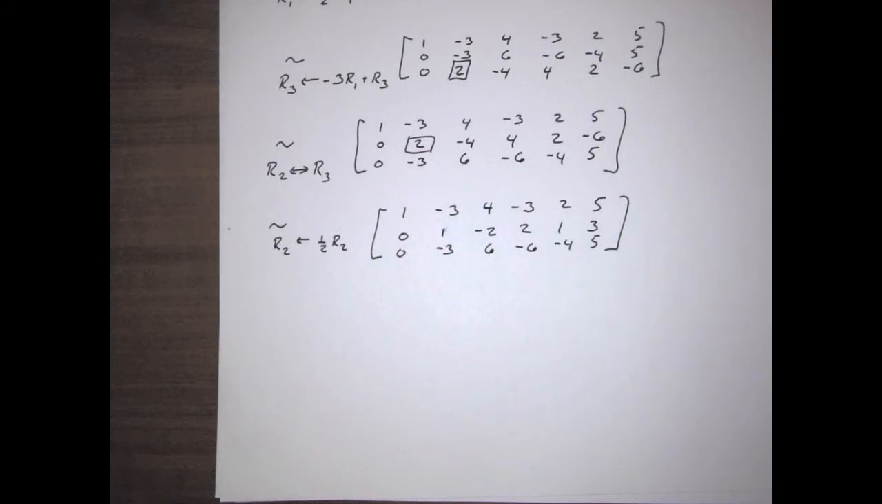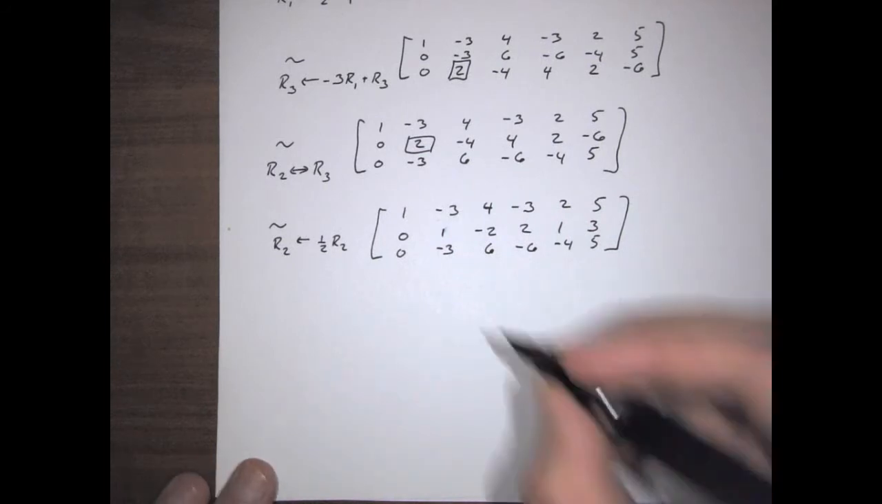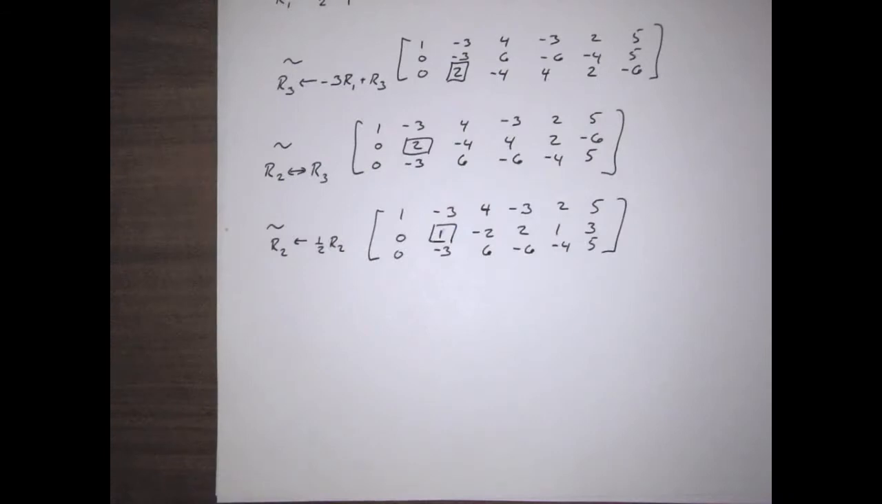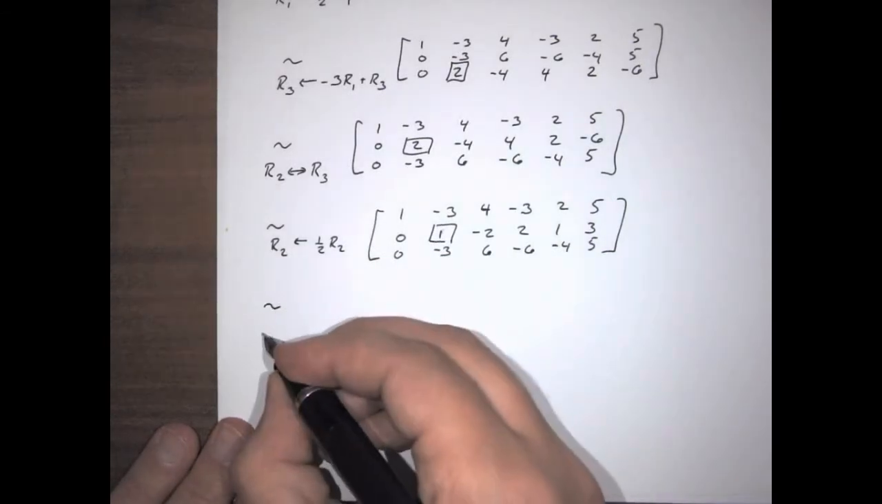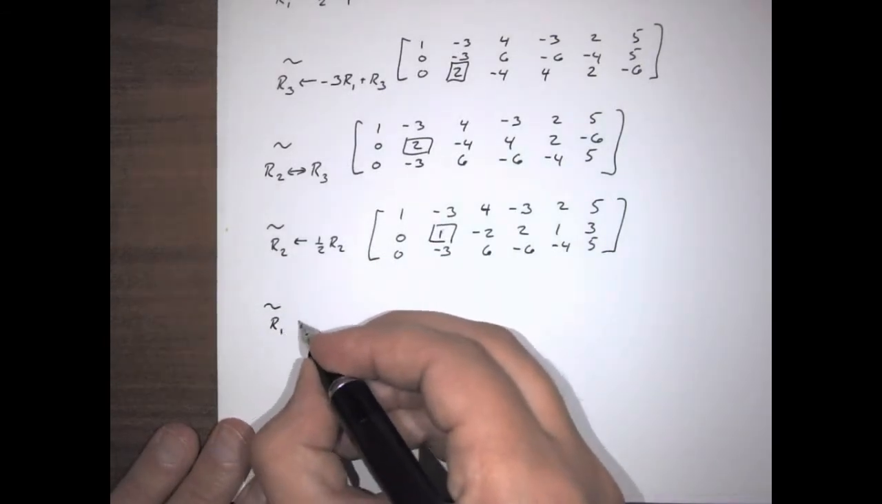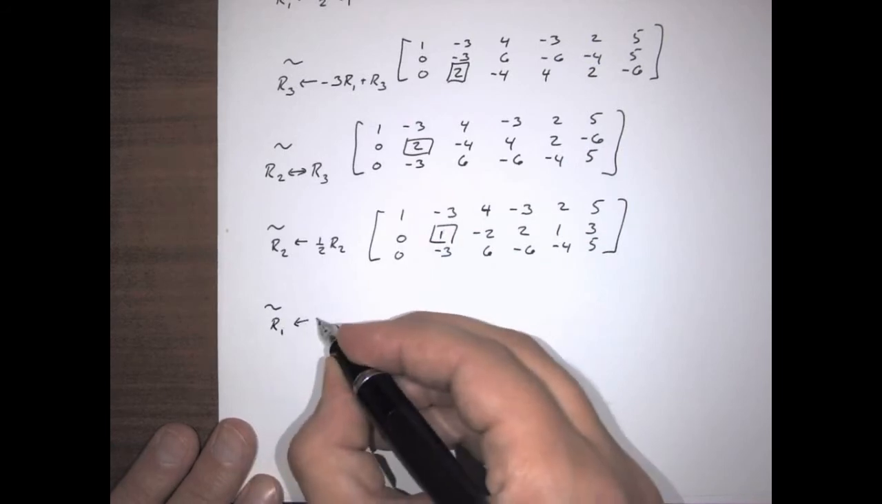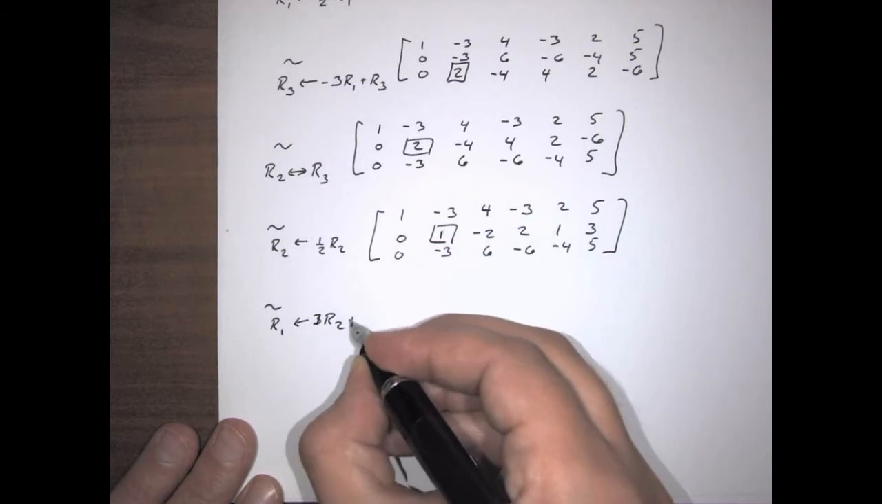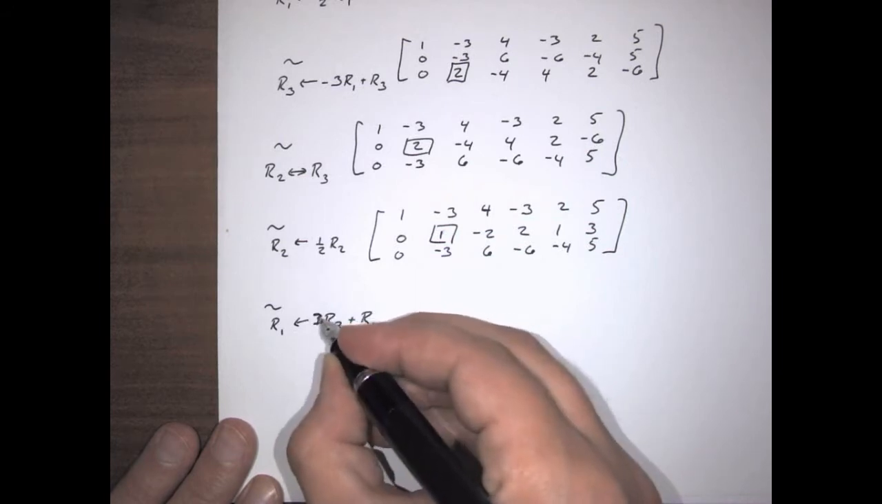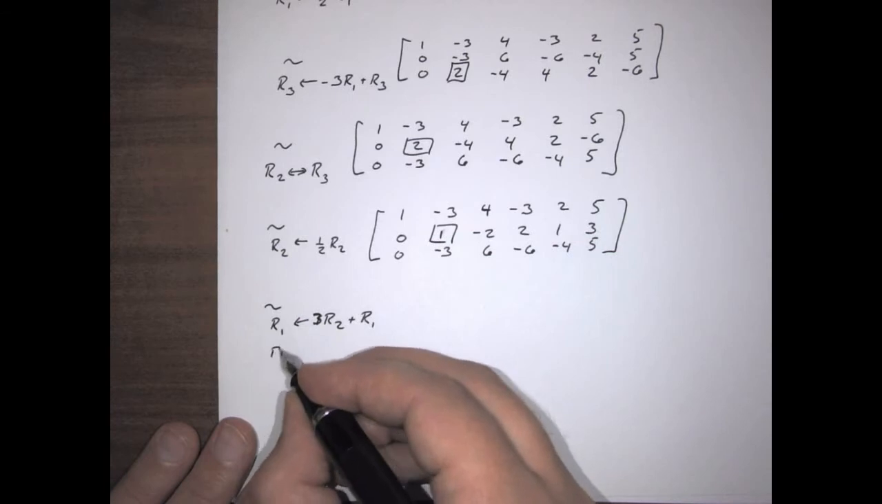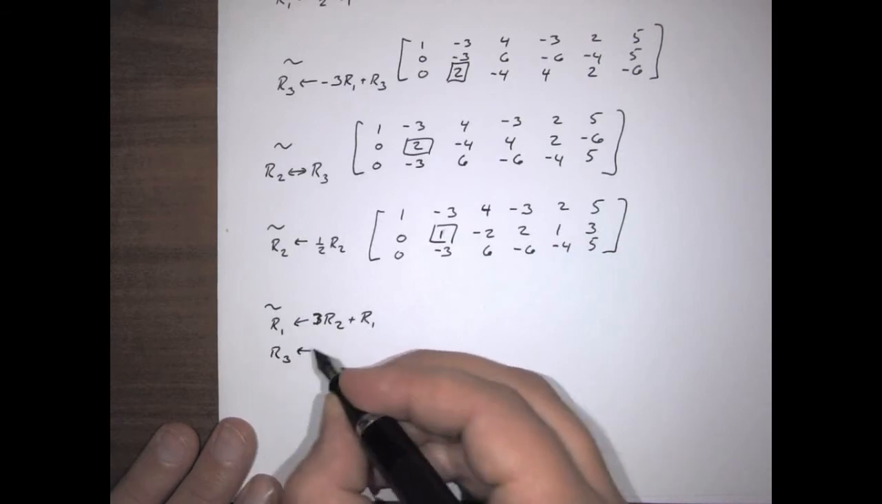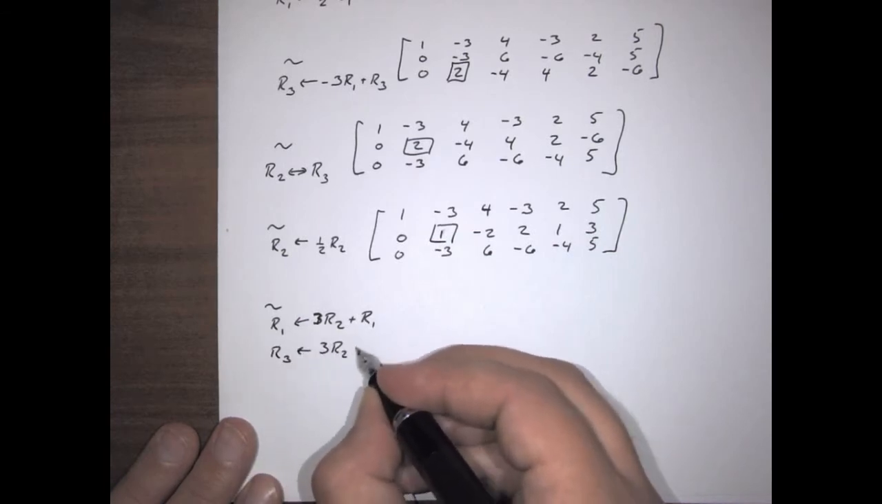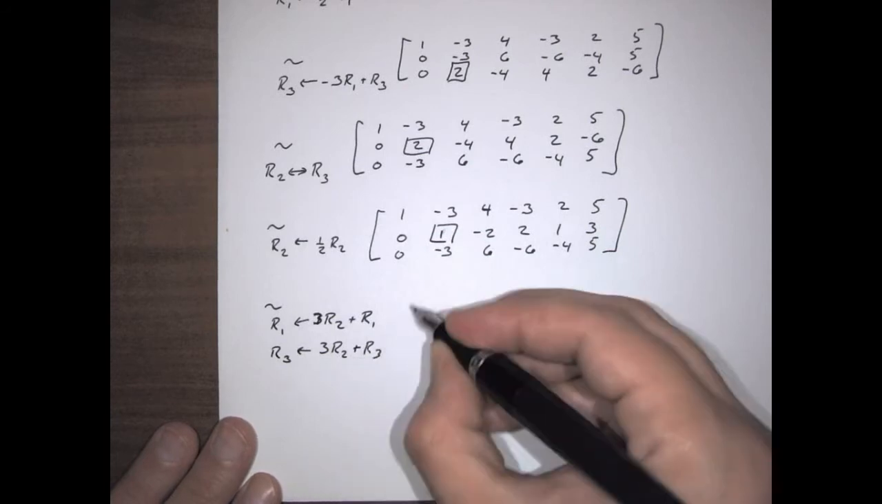Alright, now, at this point, we want to use this pivot for the purpose of clearing the entries above it and below it. So to clear the entries above it, that means row 1 is going to be replaced by 3 times row 2 plus regular old-fashioned row 1. And while we're at it, row 3 is going to be replaced by 3 times row 2 plus regular old row 3.